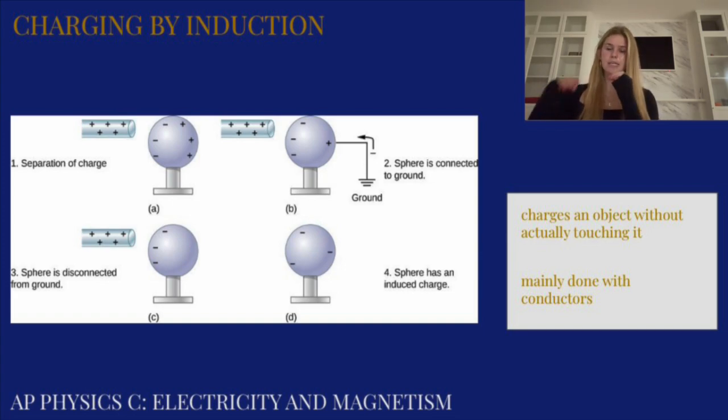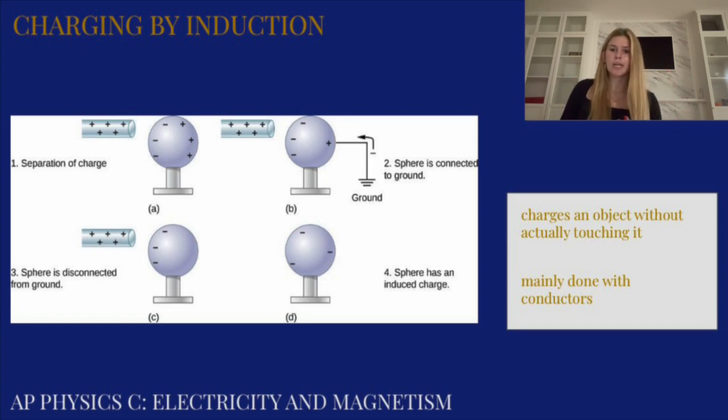Then the sphere is connected to the ground through a grounding wire. What happens when you connect the sphere to the ground is that since the ground has protons and electrons, since it has atoms, the negatively charged electrons will move up through the wire towards the positively charged rod. Then finally, when you disconnect the wire, all those negatively charged particles stay there because they want to be near the positively charged rod. And finally, when you move the rod away, you're left with a negatively charged sphere.